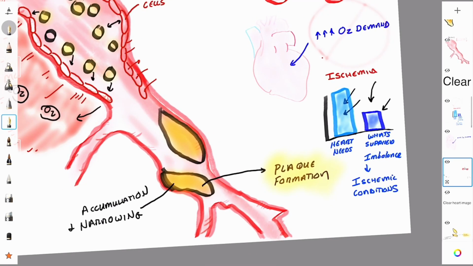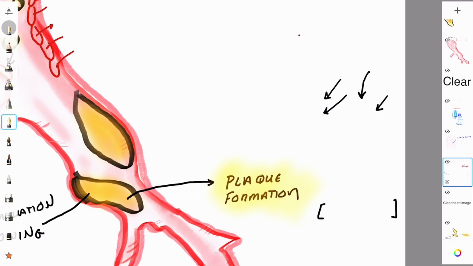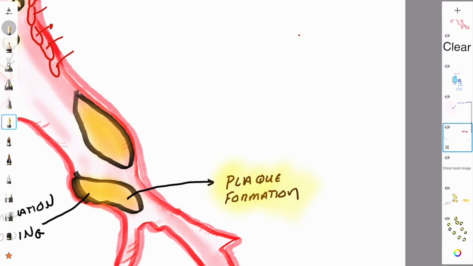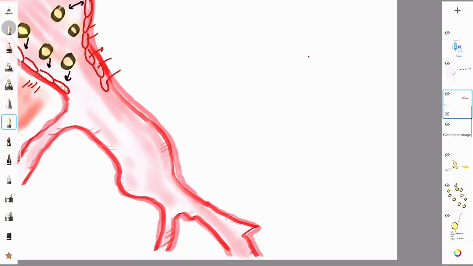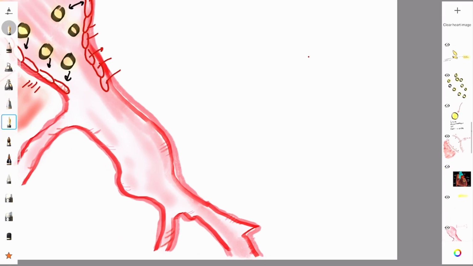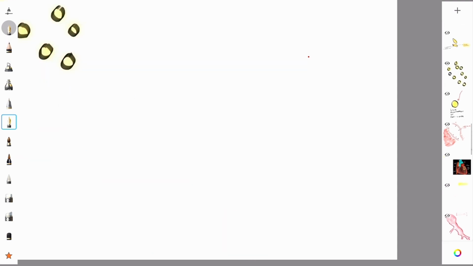And this is leading to ischemia, right? And this ischemia is now going to come with another set of complications. So let me clear this out, and then we will move on to the next section. Let me get rid of the plaque here. And let me clear this out right here. That's gone. See you later. That's gone. Okay. And then let me clear this out.